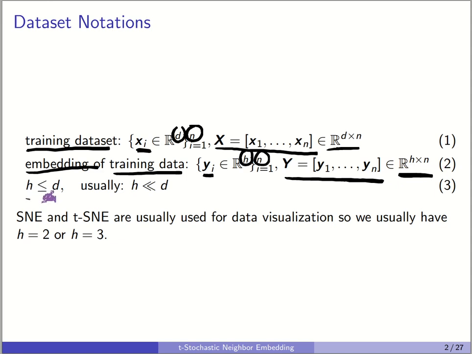Usually h is less than or equal to d, and usually h is much less than d. SNE and t-SNE are usually used for data visualization in either 2D or 3D, therefore h is usually 2 or 3.